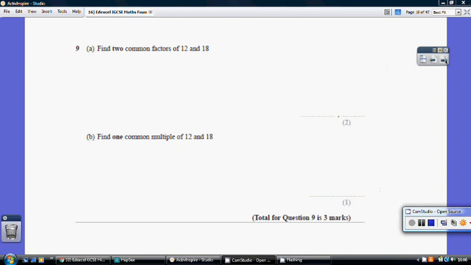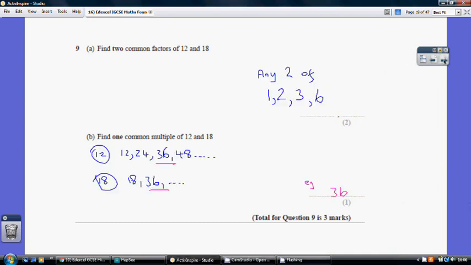Question 9. Find two common factors of 12 and 18. Well, the common factors of 12 and 18 are 1, 2, 3 and 6. So you've got to choose any two of those. Now find one common multiple of 12 and 18.